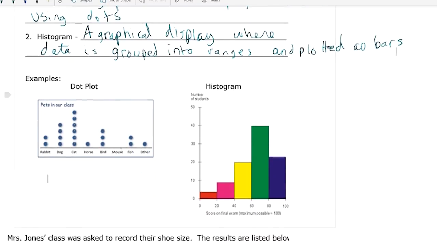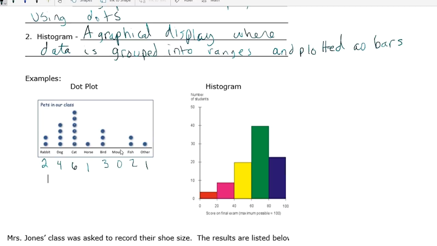So let's take a look at this. This is a dot plot of pets in our class. So 2 people had rabbits, 4 had dogs, 6 had cats, 1 horse, 3 birds, 0 mice, 2 fish, and 1 other. I don't know what that is. It could be a salamander.